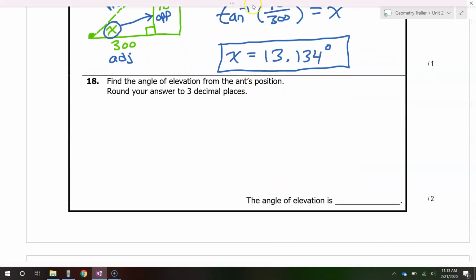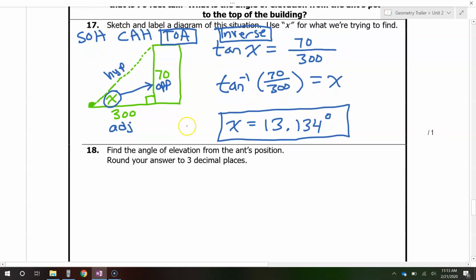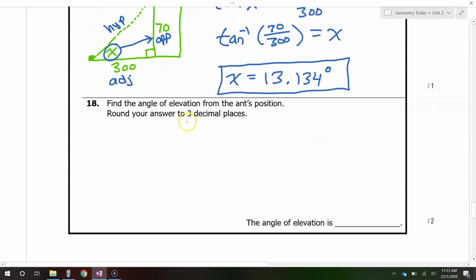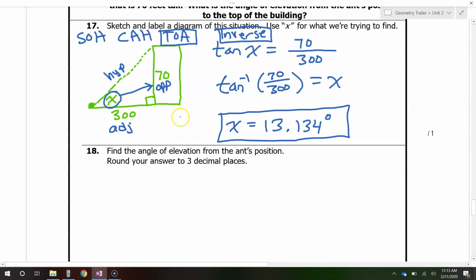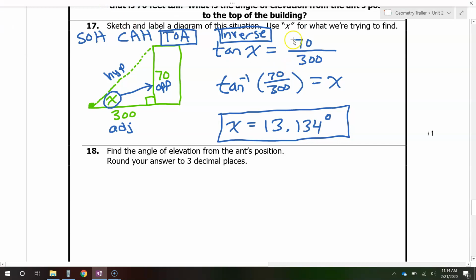How about number 18? Find the angle of elevation from the ant's position. Wait a minute. Oh, okay, I guess they're breaking this up into two different problems. So I guess number 17 was just drawing the picture. And then number 18 is finding the answer. So we really already did problem number 18 by accident.